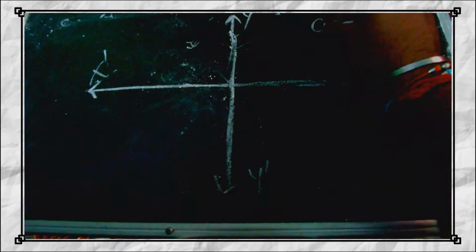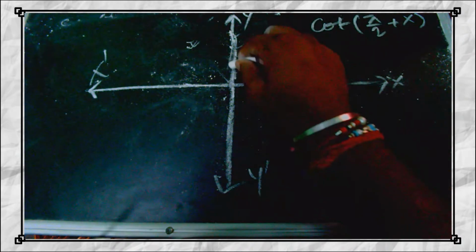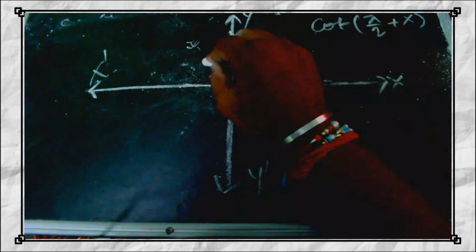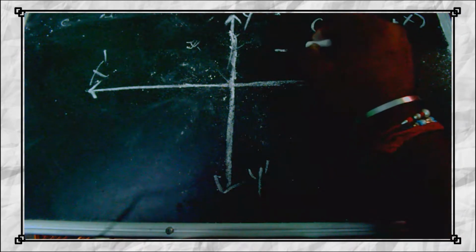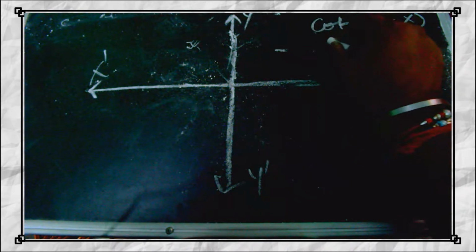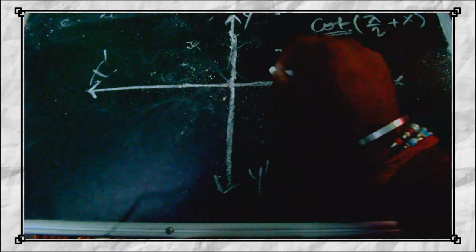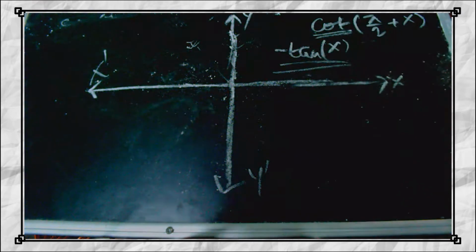Next is our cot of pi by 2 plus x. So the angle pi by 2 plus x will lie in the second quadrant, and cot is negative in the second quadrant. So the sign will be changed to minus, the value of the angle will be x, and the ratio will be changed to tan. So the value of cot of pi by 2 plus x will be minus of tan x.